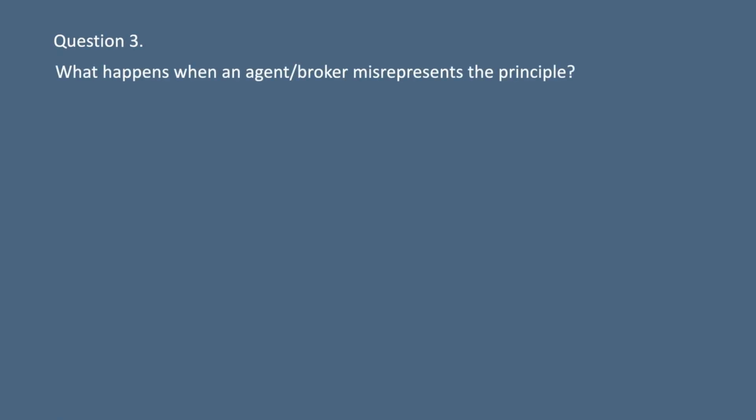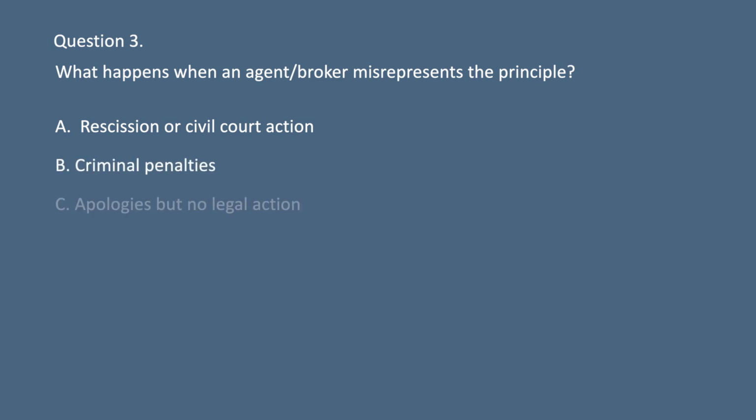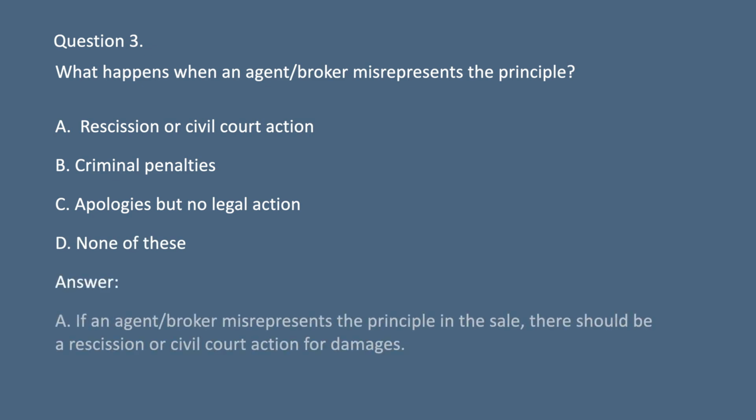Question 3. What happens when an agent/broker misrepresents the principal? A. Rescission or civil court action. B. Criminal penalties. C. Apologies but no legal action. D. None of these. Answer A. If an agent/broker misrepresents the principal in the sale, there should be a rescission or civil court action for damages.